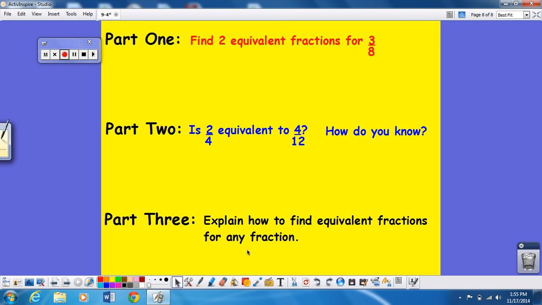And then part 3, I would just like for you to use some good sentence structure and explain to me, how do you find equivalent fractions for any fractions? Okay, so I know this is quick, but if you need to go back through, that's a very simple concept. In order to find equivalent fractions, you either multiply or divide the numerator and the denominator by the same number.